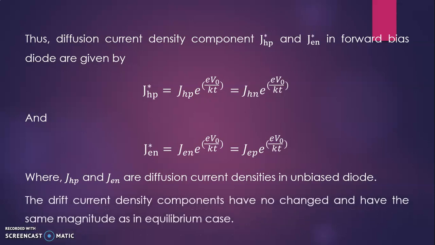Now, the drift current density components have no change and have the same magnitude as at equilibrium. The drift current will not change, only the diffuse current will change due to the forward bias.